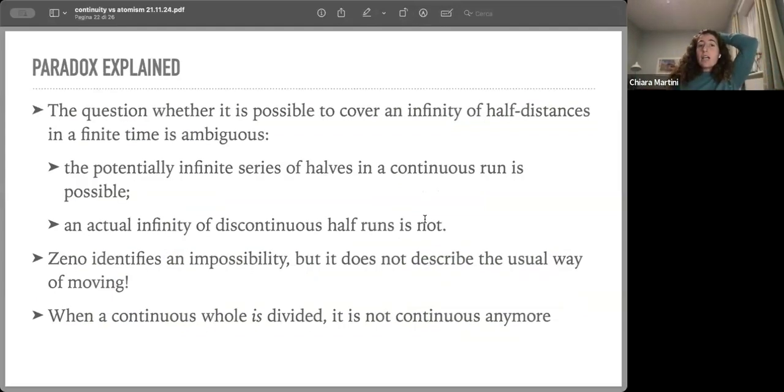So in a way, according to Aristotle, Zeno does identify an impossibility, but that impossibility is not the way in which we do things. We do not try to go through infinitely many steps, and we don't have to.